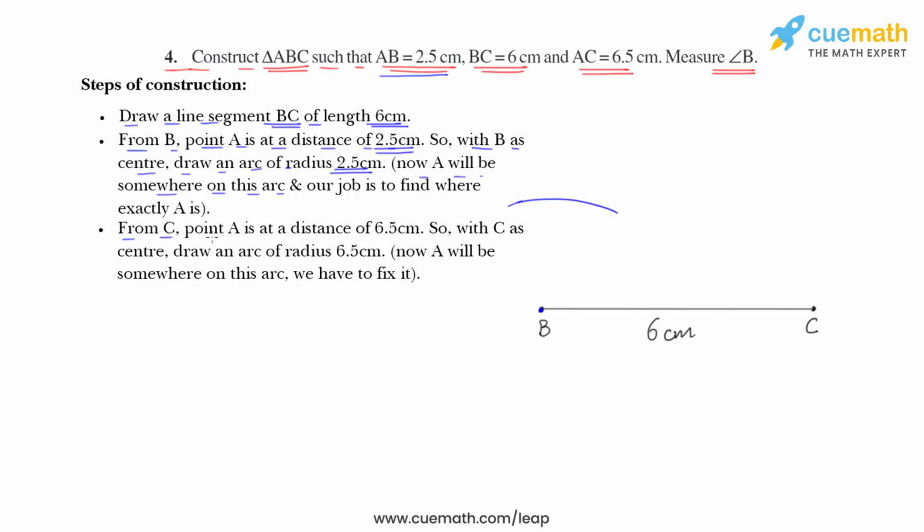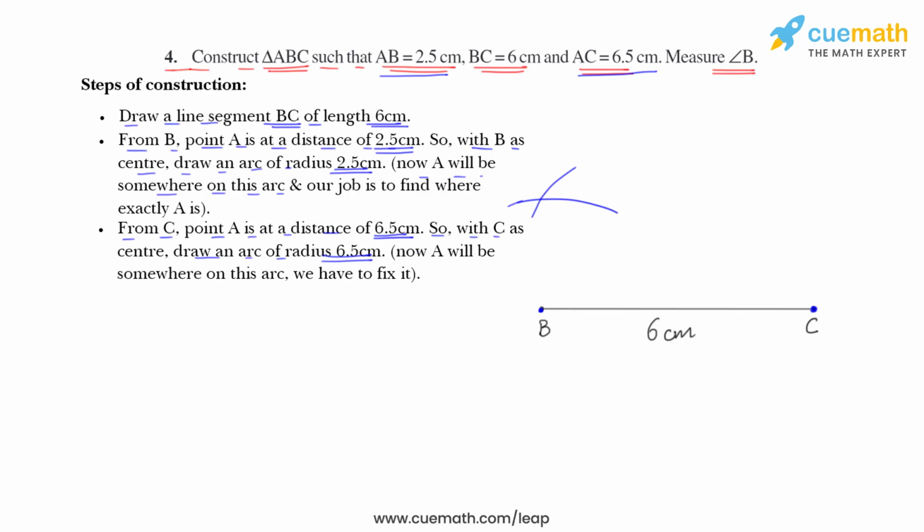From C, point A is at a distance of 6.5 centimeters because AC is 6.5 centimeters. So taking point C as center and a radius of 6.5 centimeters, we have to draw an arc. So we will draw the arc like this.